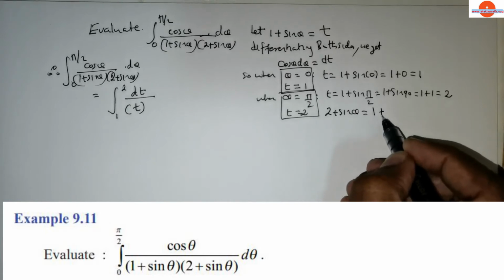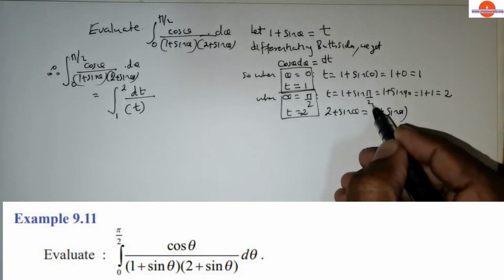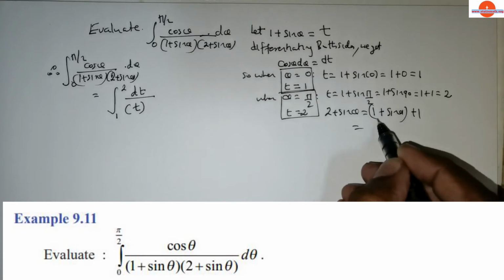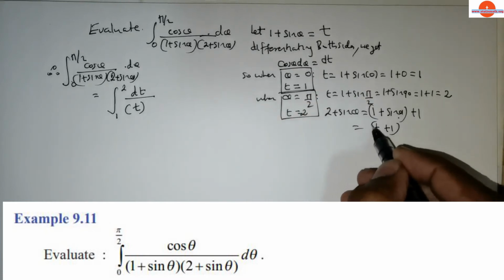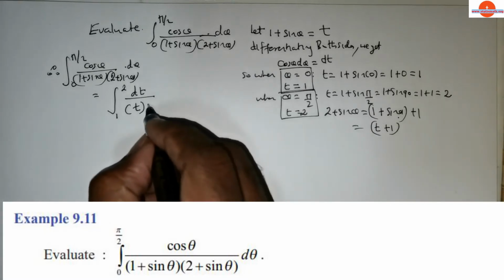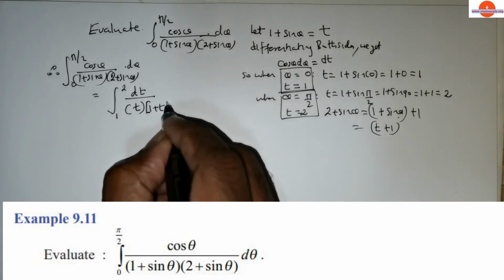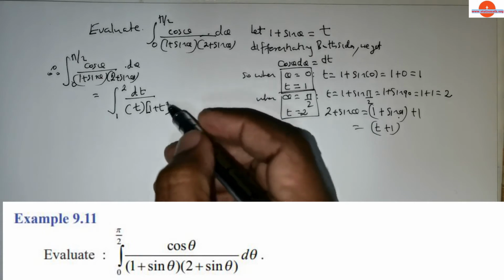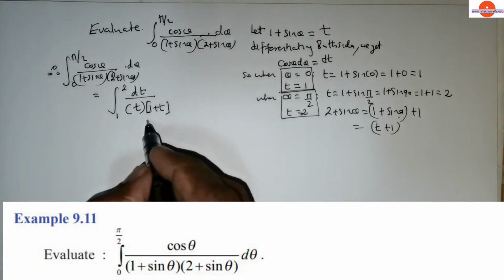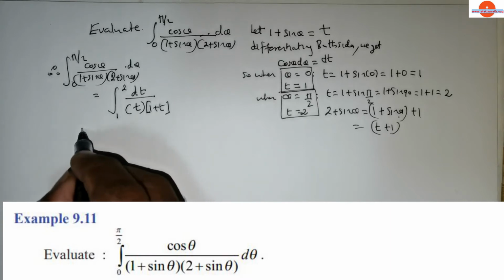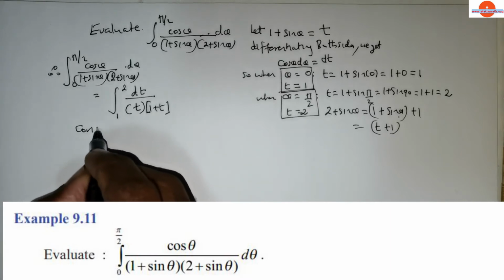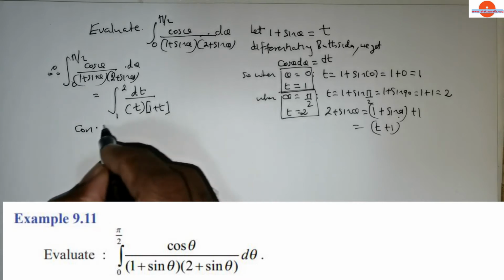Now I have got 2 + sin theta. I can rewrite this as 1 + sin theta added with 1. But 1 + sin theta is going to be t. So this is going to be t + 1, which I'm going to rewrite as 1 + t. Now this denominator can be resolved using partial fractions.